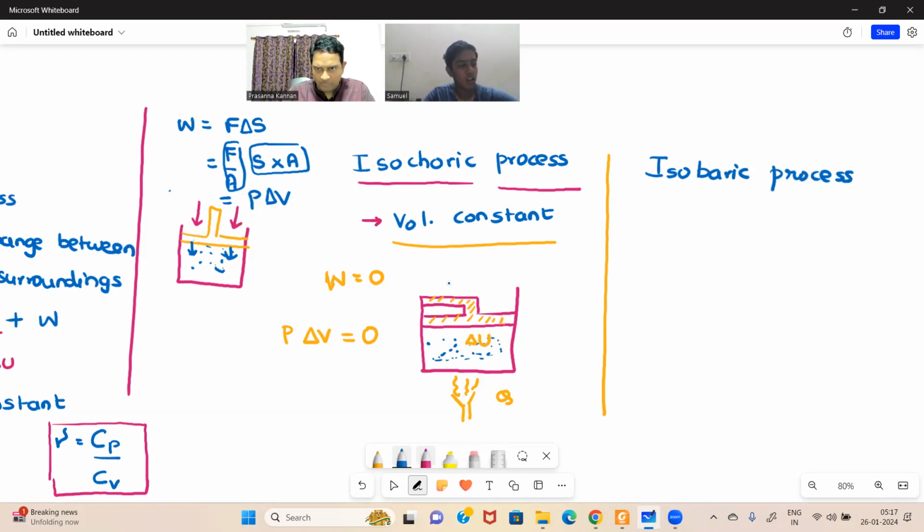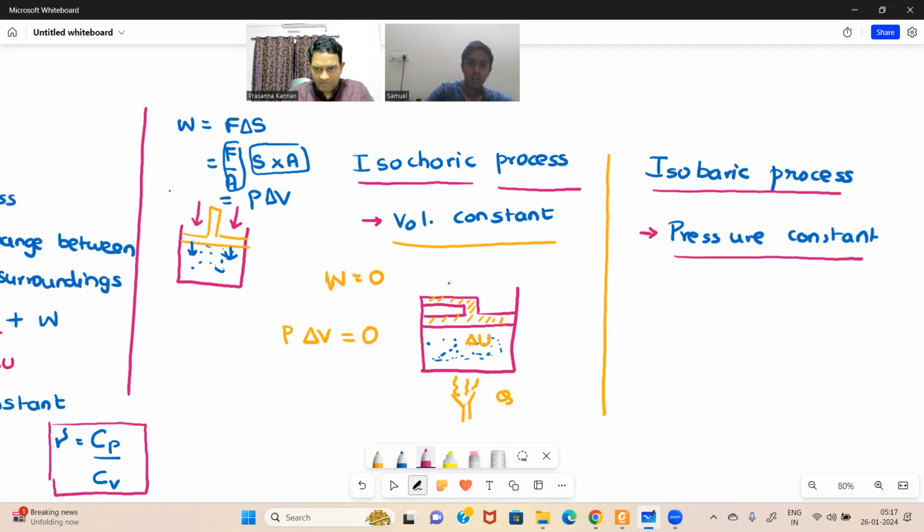Next is what? Isobaric. What do you mean by isobaric process? That's the case where pressure is constant. Yes. How do I maintain pressure as constant? Very simple. If I don't clamp the piston, pressure is automatically constant. I just leave it the way it is.